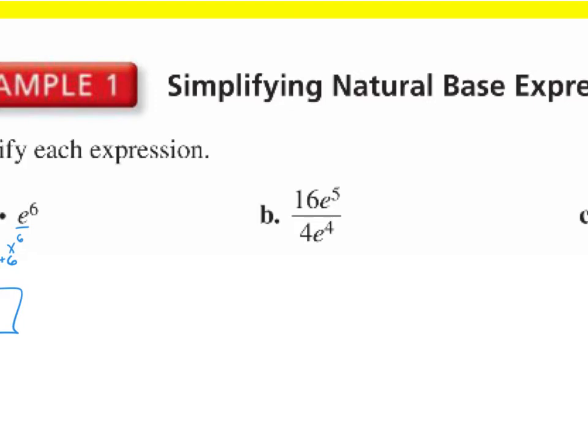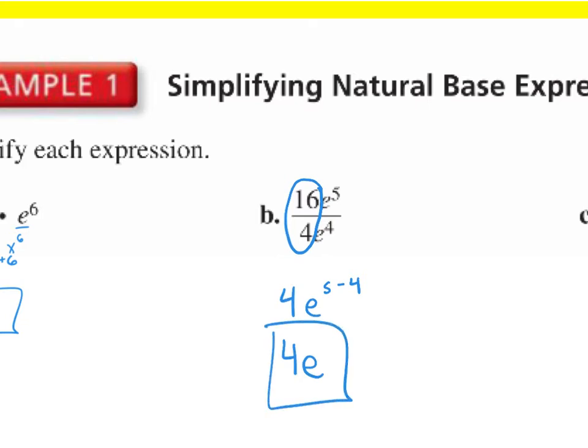What do we do when we're dividing? Subtract them. First we just want to deal with our coefficients out here. Can we simplify 16 over 4? What does it simplify to? 4 over 1, or just 4. And then we have e to the power of 5 minus 4. What's 5 minus 4? 1. Do we have to write the 1 there? Nope. So we just have 4e.